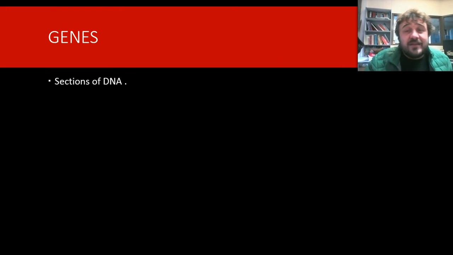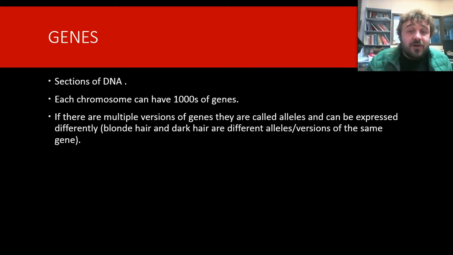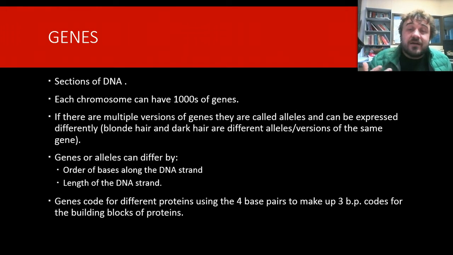So what's a gene? Basically, it's a section of DNA, and each chromosome can have thousands of genes. There are multiple versions of genes, and these are called alleles, and they can be expressed differently. For example, blonde hair and dark brown hair are different alleles or versions of the same gene. Alleles can differ by the order of the bases, so that's your C's, T's, G's and A's. If they're in a different order, the gene might mean something different. Or by the length of the strand, so there might be a section missing or a section added into the middle somewhere of a gene. Now, that's the two ways.